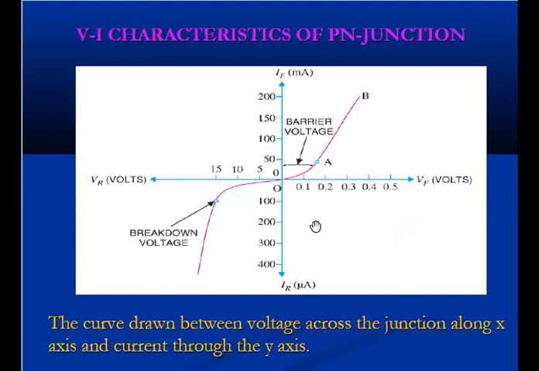Coming to here, this is the barrier voltage, and up to this point there is a very slow increase in the current, that is, it is almost constant. That means if the forward voltage increases, the forward current is also very much constant up to this point, but after this point there is a rapid increase. This can be called the knee voltage or forward breakdown voltage. And after this point, the current increases like this. So here, this point is called the reverse breakdown voltage.